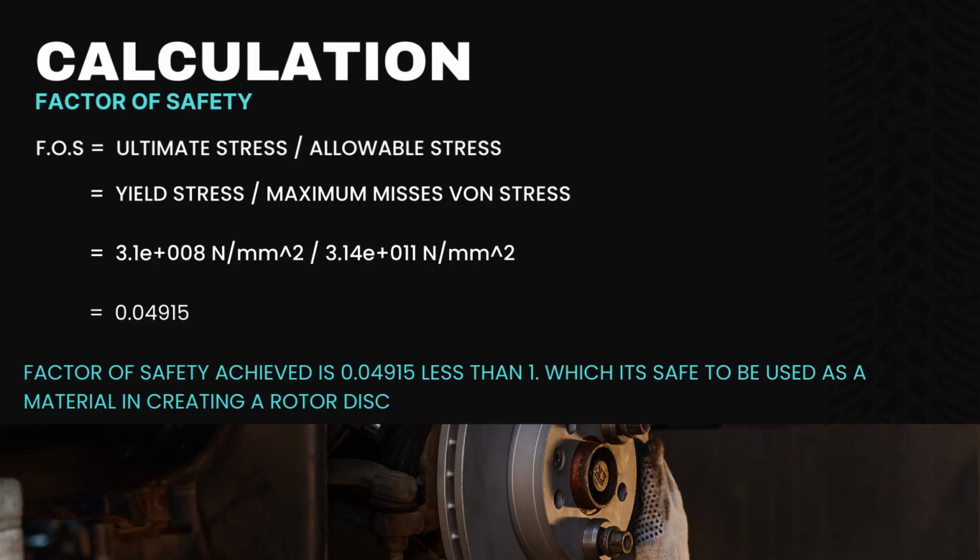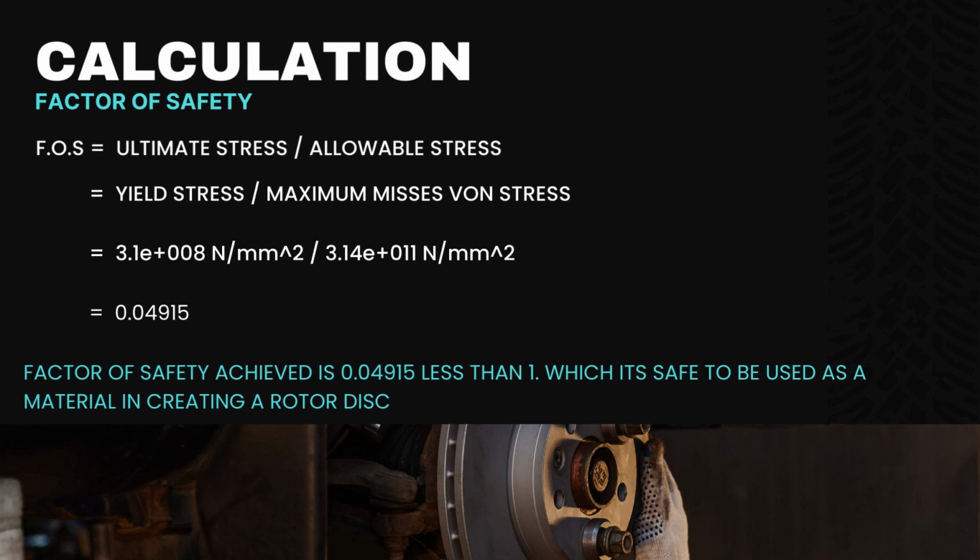We continue with the calculation part, which involves defining the factor of safety. FOS equals the ultimate stress divided by the allowable stress. In the experiment, we can assume the ultimate stress as the yield stress divided by the maximum von Mises stress. So 3.1 exponent 8 Newton per millimeter square divided by 3.14 exponent 11 Newton per millimeter square. So we have FOS equal to 0.04915.